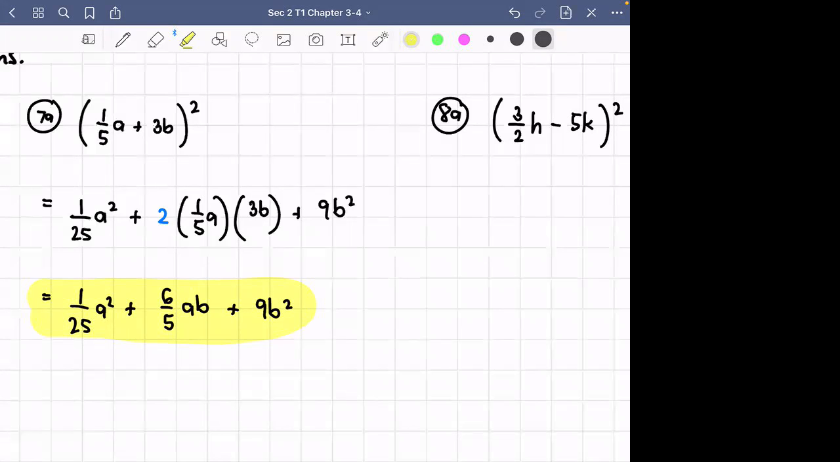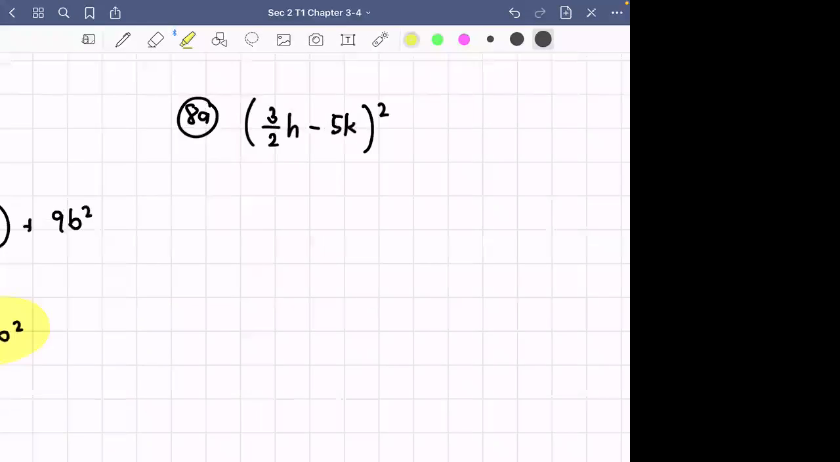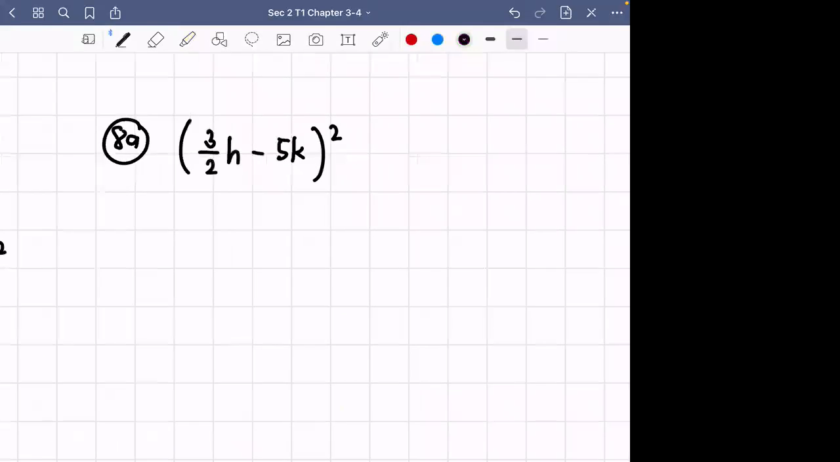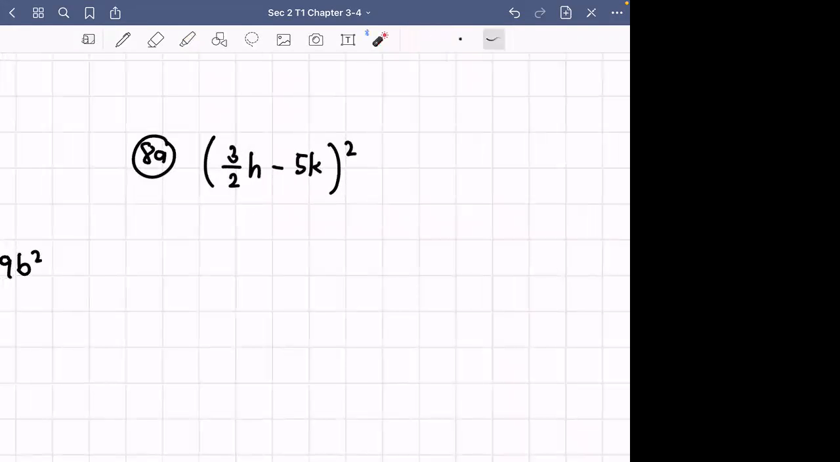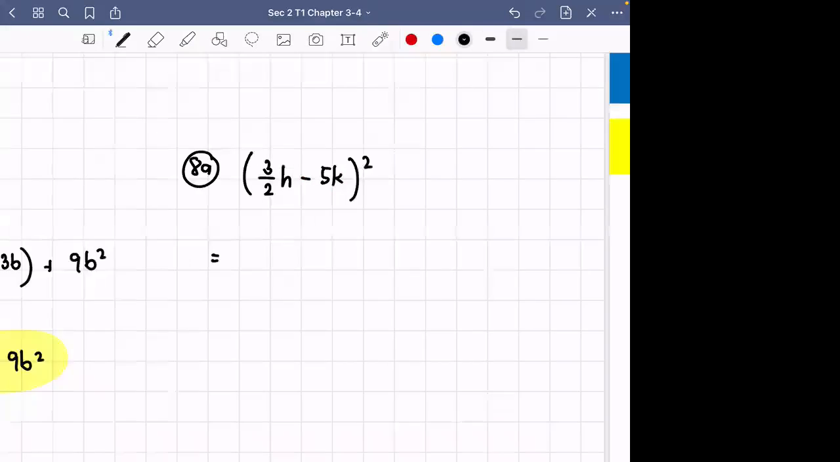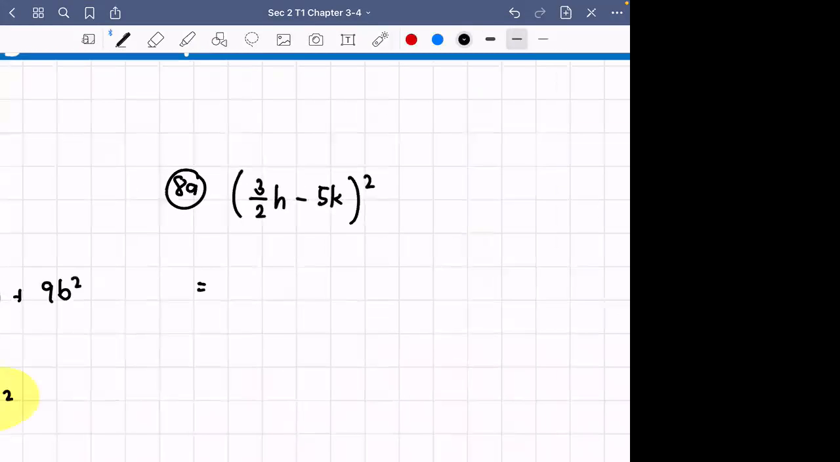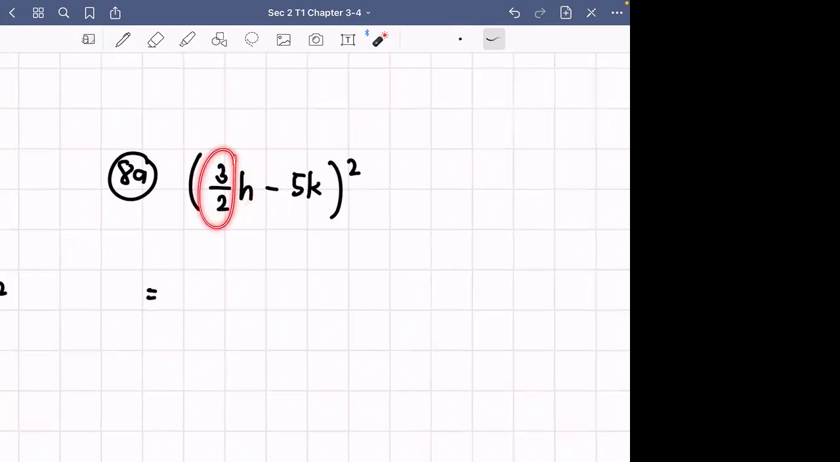How about 8a? Number 8, letter a. We have 3 over 2 h minus 5k squared. Let's square 3 halves h. 3 over 2 times 3 over 2 gives you what? 9 over 4, right? And then h squared. Since this is minus, the first sign is minus.